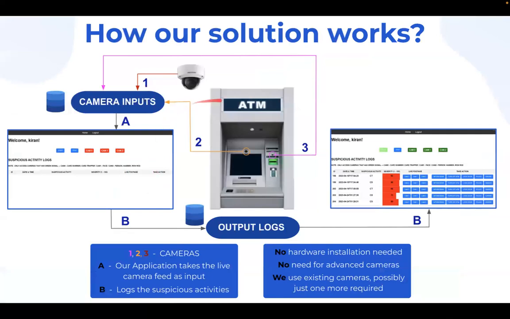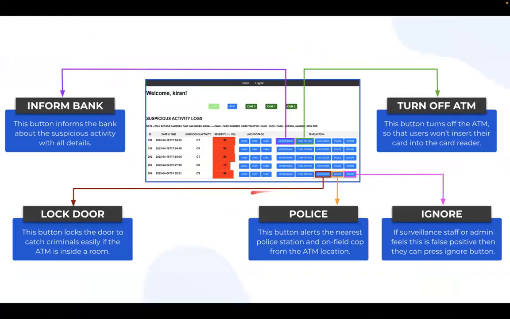Our model takes inputs from the cameras that are installed onto the ATM. Like this, 1, 2, and 3 are the cameras. The live footage from these cameras is fed to our model. Our model then generates output logs, and these logs are displayed onto the screen of the surveillance team. The surveillance team can then take necessary action just by merely clicking a button.